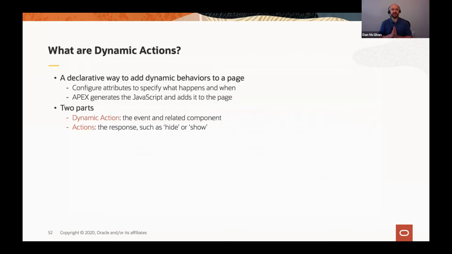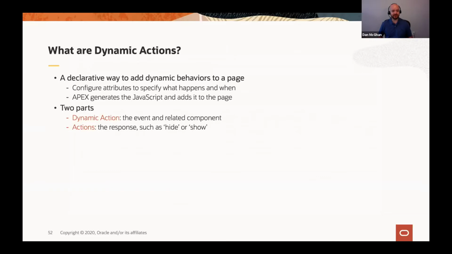So what are dynamic actions? They're just a declarative way for you to add dynamic behaviors to your Apex applications. And just like everything else in Apex, the idea here is that you're going to use different screens and properties and menus to configure the types of behaviors you want to have happen and when. And then Apex will go ahead and generate all that JavaScript code for you and add it to the page and run it at the right time.